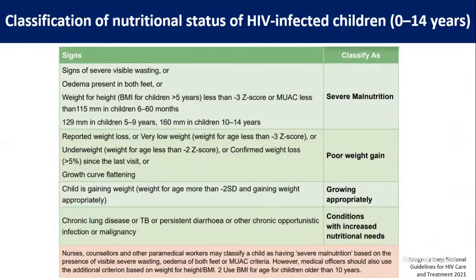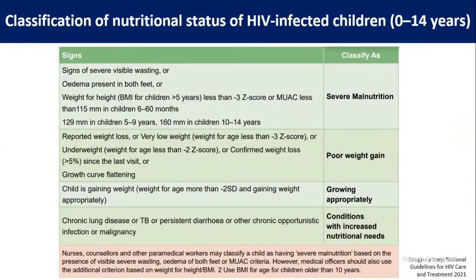If this is present, or a child has edema or swelling in both feet, or if this is a parameter that we have measured, weight for height, or in a child beyond 5 years, the body mass index, is less than -3 z-score. Or if we have not measured weight for height, then if we have measured the mid upper arm circumference, if that is less than 11.5 centimeter in children up to 5 years of age. MUAC we use only for children up to 5 years of age.